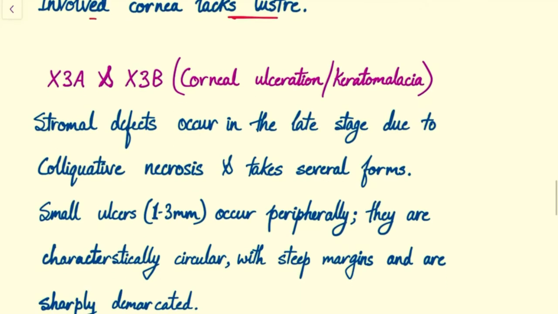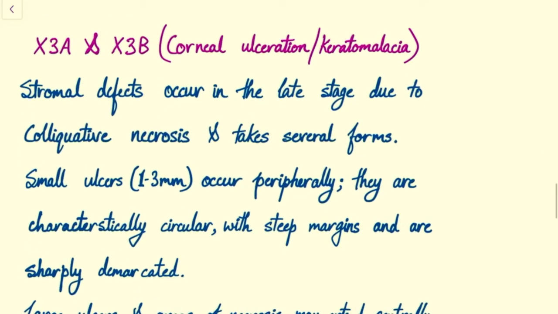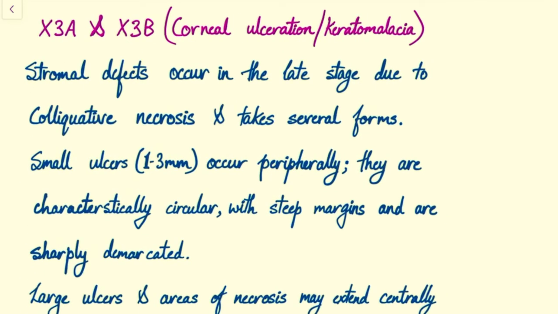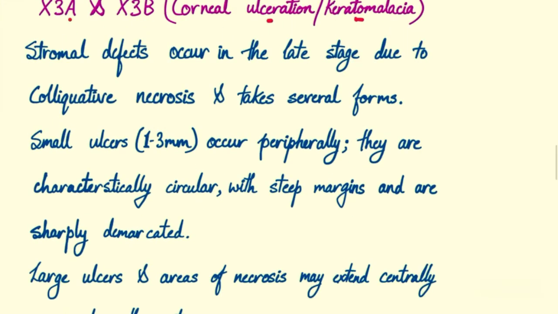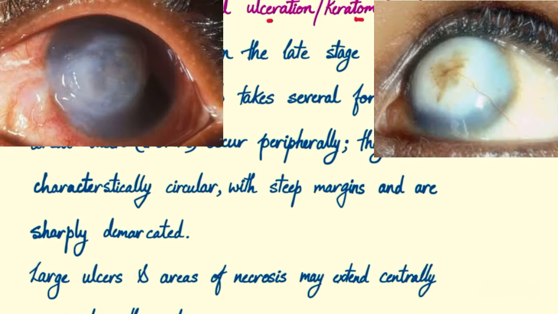Means X3A and X3B, explaining both in one. So corneal ulceration, keratomalacia, stromal defects. X3A is less than 1/3 involvement and X3B is more than 1/3 involvement. So stromal defects occur in the late stage due to colliquative necrosis and take several forms.